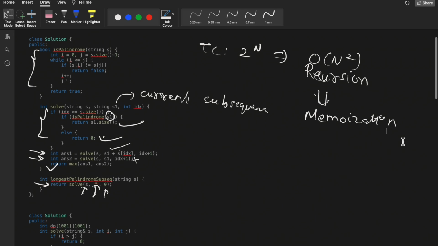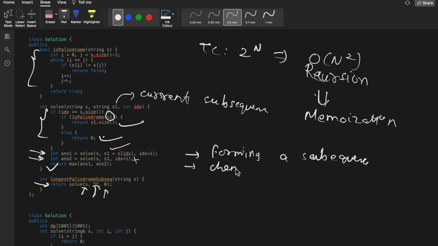So guys, if you look here, for a subsequence that we are forming, at the end we are checking for palindrome. See what we are doing: forming a subsequence and checking whether it is a palindrome or not, whether the subsequence s1 that we have formed is palindromic or not. So can we do this? Can we do both steps in one? Can we form a subsequence and check if it is a palindrome or not, both in one function? Yeah, we have to think about this.